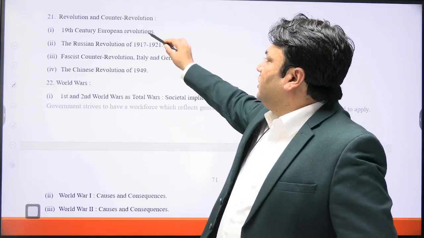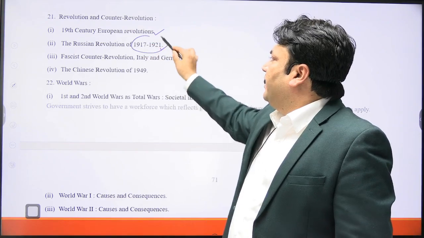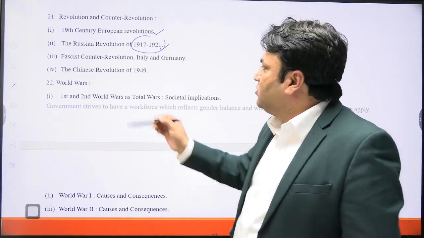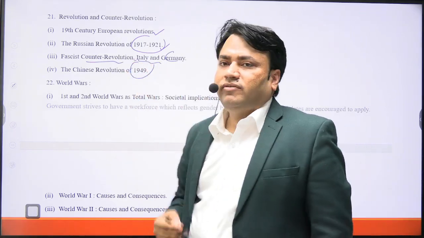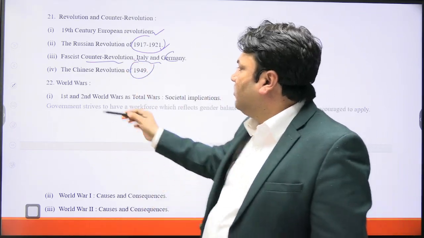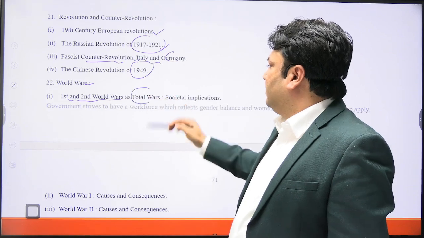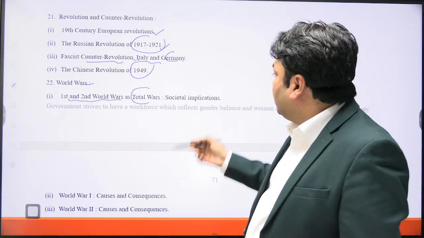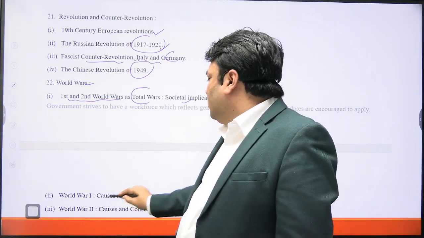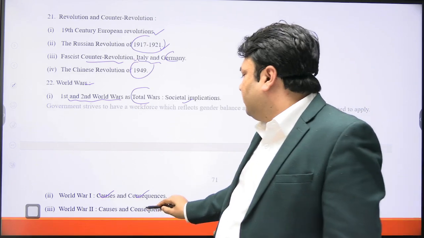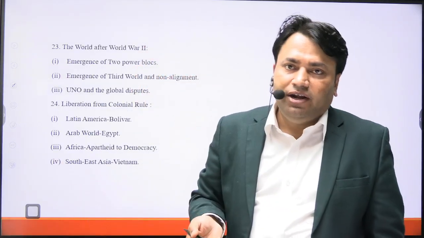We need to study the 19th century European revolutions, the Russian Revolution 1917 to 1921, the fascist counter-revolution in Italy and Germany, and the Chinese Revolution of 1949. We need to study the world wars, particularly the First and Second World Wars, why they were total wars, what the societal implications of these wars were, and what the causes and consequences of the First World War and the Second World War were. This we need to study.